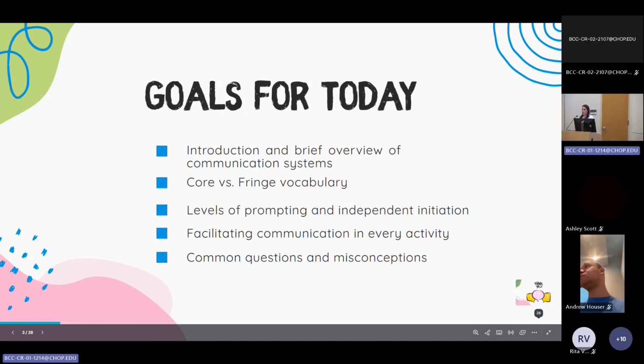Then we'll get into more of the meat, where we're looking at levels and prompting, and how to facilitate independent initiation, which I find is a big area of struggle for a lot of families because you often know what your child wants without them even saying anything. It's like, okay, how do I get them to use the device? And then we'll talk about how to facilitate communication in a bunch of different daily activities. And then we'll close with some common questions and misconceptions.